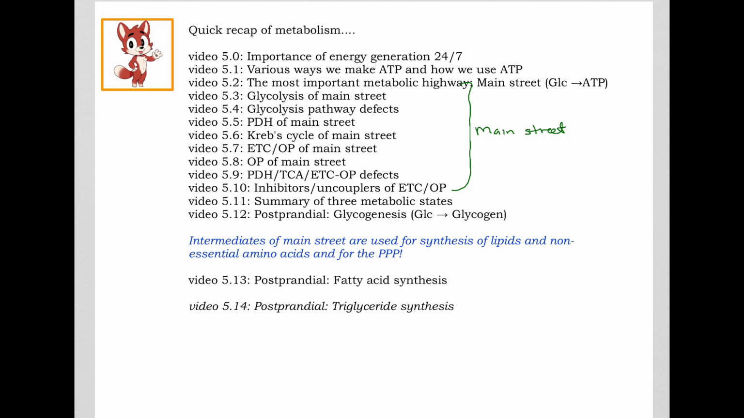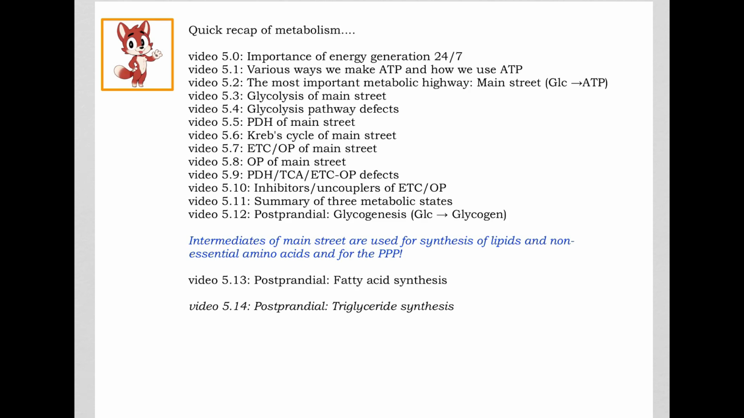And once we understand main street, this metabolic pathway, then you can appreciate the rest of metabolism much better, you can see the connections much better, because almost all the other pathways are connected to main street.